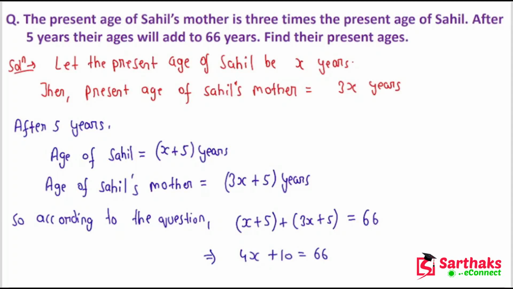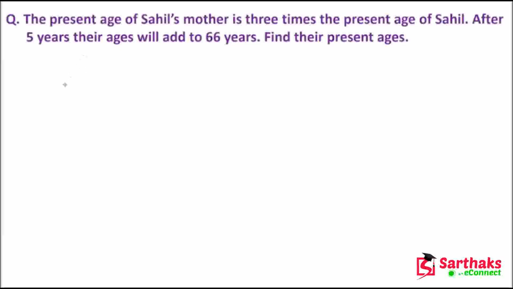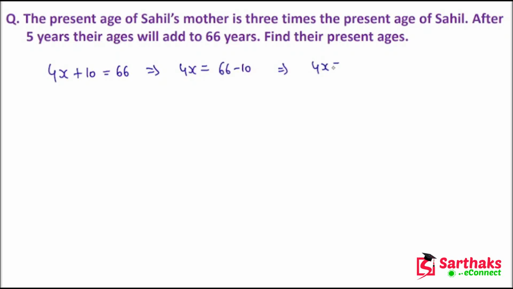Now let us solve and find out the present age of Sahil and Sahil's mother. So the equation became 4x plus 10 is equal to 66. Transposing 10 to the RHS, we get 4x is equal to 66 minus 10, which finally gave us 4x is equal to 56. Now dividing by 4 on both sides, we get x equals 56 upon 4, which gave us x is equal to 14. Right, 56 upon 4 is 14.